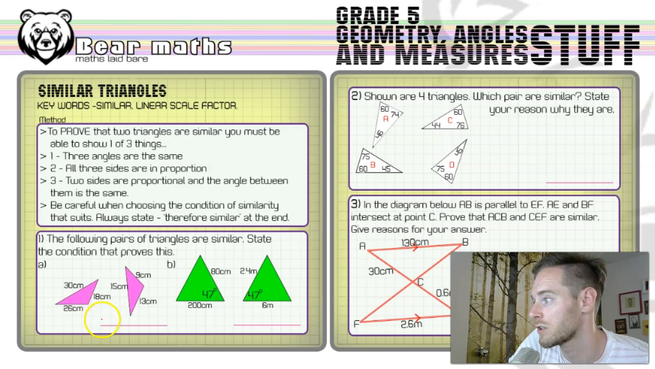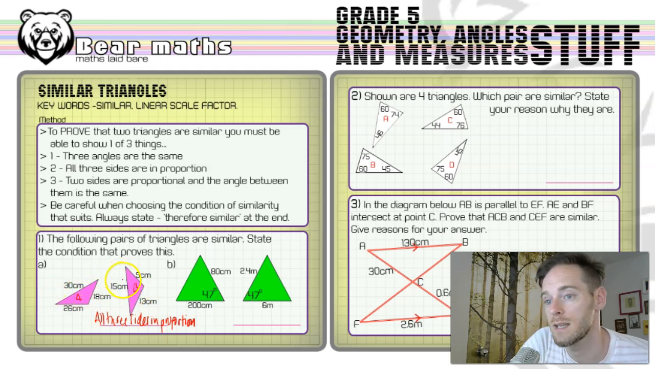So what's the condition that proves it? All three sides in proportion. Or you could say that if we labeled that one triangle A and that one B, we could say that triangle B is half the size, or the dimensions are half of triangle A's, or anything to that effect would be absolutely fine. Therefore that's a similar triangle to that one. You might not necessarily get asked that, but it's very useful to know how to figure that out.